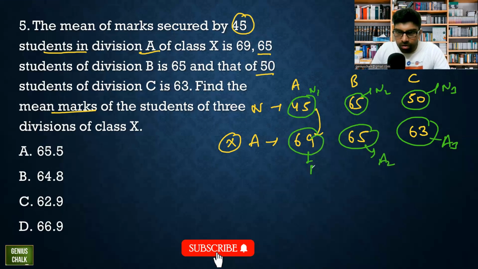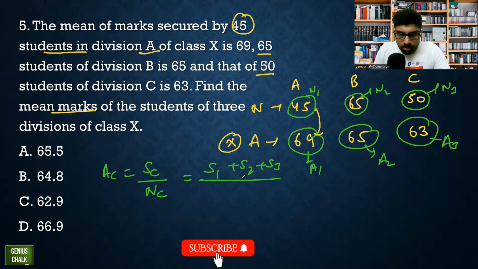This is the average of the first class. So what is the formula? Combined average means total combined sum divided by total combined number. Sum means S1 plus S2 plus S3, that is, the overall combined sum of the first, second and third sections. And the total number of people is N1 plus N2 plus N3.